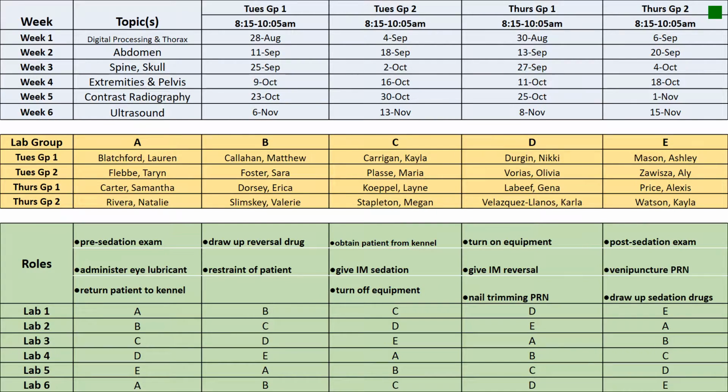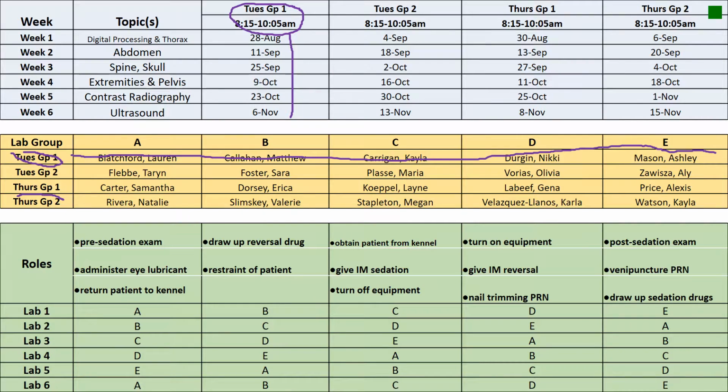The second part of the chart shows which lab groups and then which students are in them. So if you look at, for example, Tuesday Group 1, all of the students on this top line here that I'm writing through are the students that will be in Tuesday Group 1. So those students would come back up to Tuesday Group 1 from 8:15 to 10:05 on these particular dates.